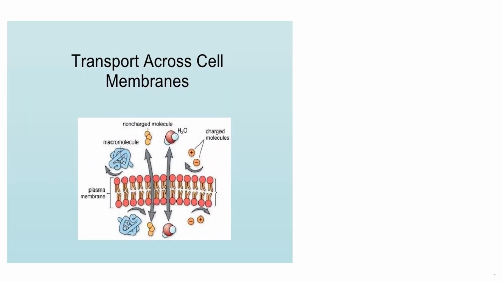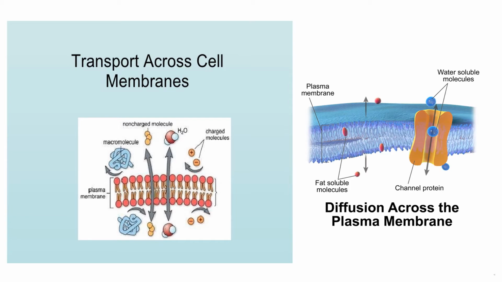Our today's lecture is all about transport across the cell membrane. Here you can see a plasma membrane. The plasma membrane is a permeable membrane. Some molecules can move across the membrane and some cannot. There are two ways for molecules to pass through this membrane.